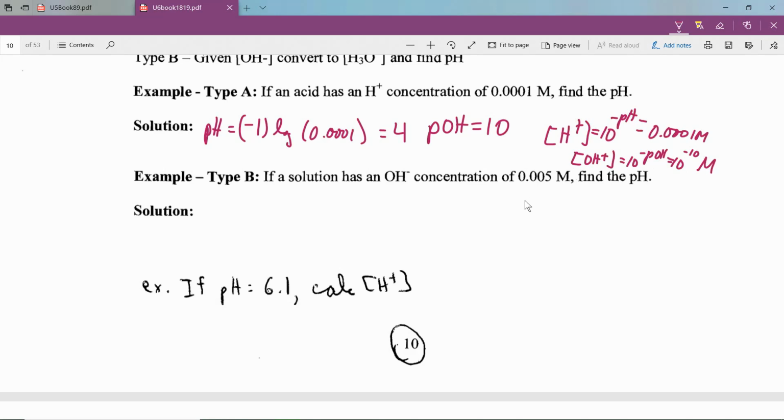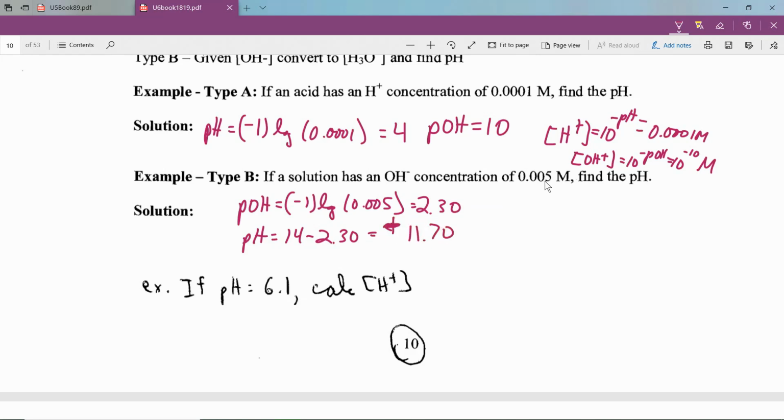Okay, second one. I just elaborated on example A. I put a few more things in there. Second one, OH minus concentration is 0.005. Find the pH. Well, let's get the pOH first. pOH is minus 1 times the log of 0.005, which is 2.30. And the pH is going to be 14 minus 2.30, which is 11.70. Great. My H plus concentration, I could write it as Kw over OH minus, or since I got the pH, just write it as 10 to the minus 11.70. So that's the inverse log to the base 10. 2.0 by 10 to the minus 12 molar. And always check: your H plus times your OH minus has to give you 1 by 10 to the minus 14.